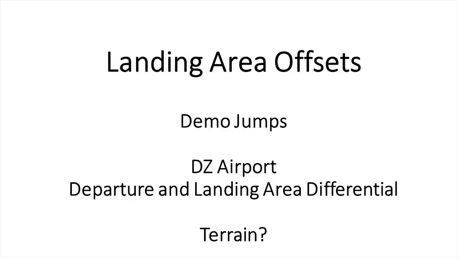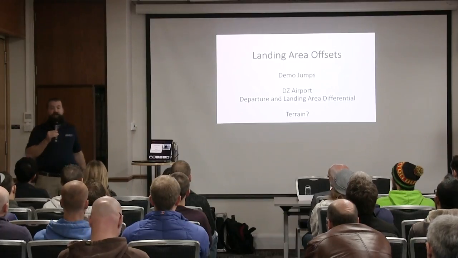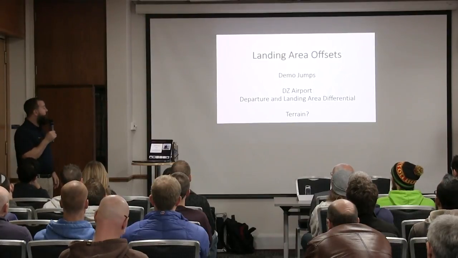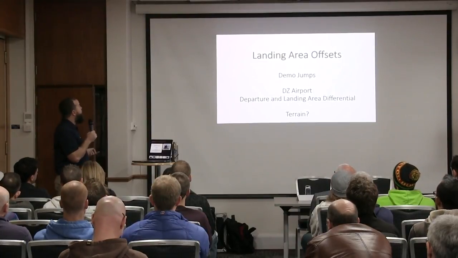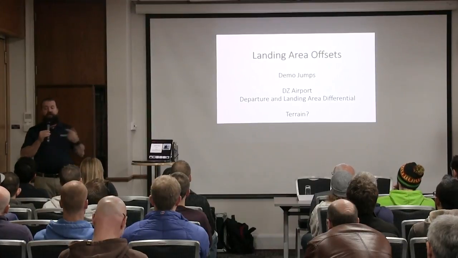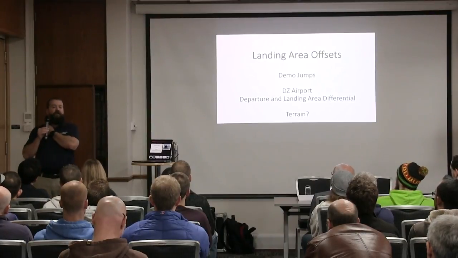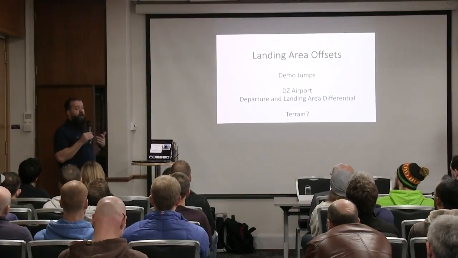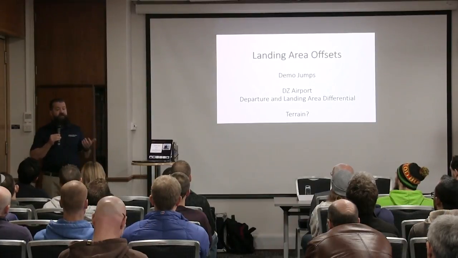So quickly, we also have landing area offsets. Not everybody is lucky enough to land on the same drop zone they take off at. Oftentimes, we take off from municipal airports and we land in farms and fields. There might be an altitude differential between our departure point and our landing area. Anyone that does demo jumps, I know the Red Devils are here. I'm sure their altitude from where they depart from and where they land isn't always the same, so they're probably looking at altitude differentials each time they're planning a demo jump.